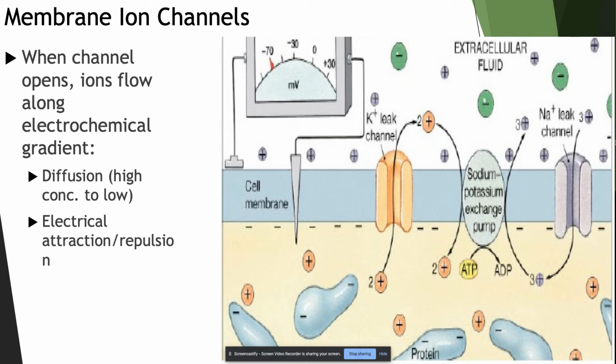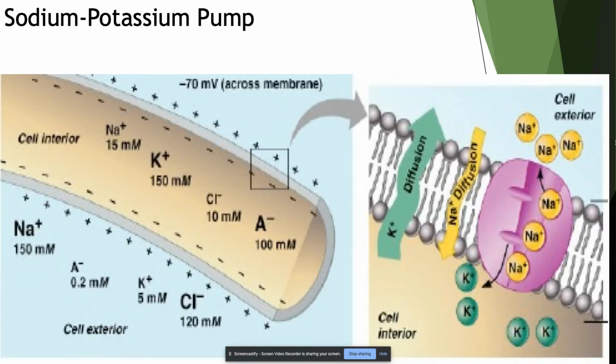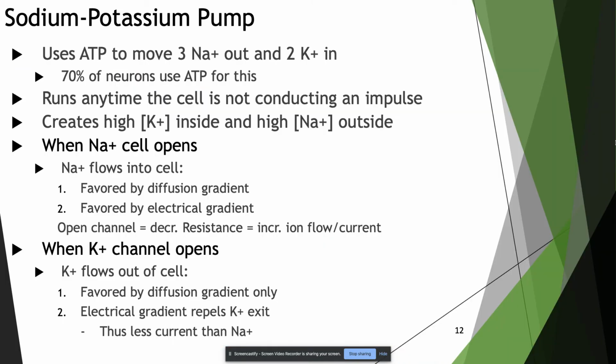So when channels open, ions flow along the electrochemical gradient, and those are driven by a couple forces, either diffusion, which goes from a high concentration to a low concentration, or electrical attraction or repulsion. This is just a graphic of the sodium potassium pump, which we'll get into a little bit more here.